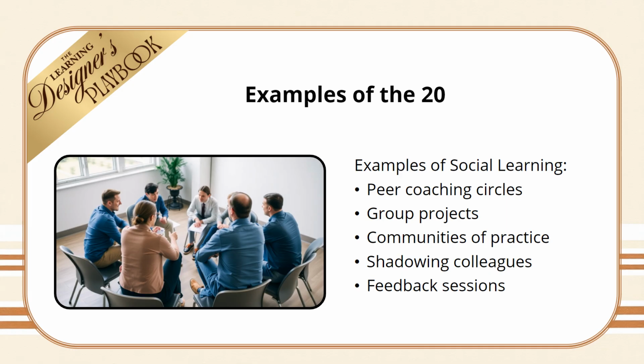Shadowing colleagues gives learners firsthand exposure to new roles or tasks. This is especially valuable for preparing someone for advancement. Feedback sessions, both formal and informal, also belong in the 20. They allow employees to learn from constructive critique and recognition. Each of these examples shows that social learning is highly interactive. The strength of the 20 lies in connecting people and fostering shared growth. When combined with the 70, social learning amplifies real-world experience.